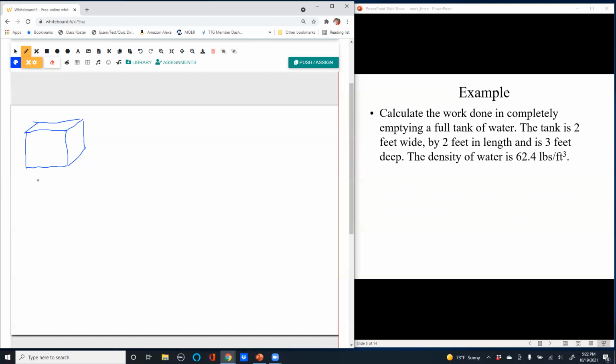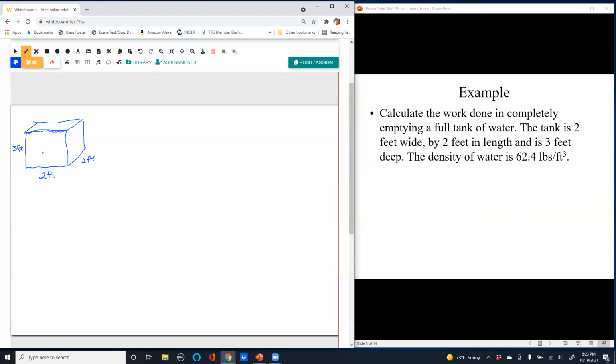So the tank is 2 feet wide, 2 feet in length, and then 3 feet deep. Right now, we're assuming it's completely full, so that would be our water line right there. And we want to know what the work is going to be to empty the tank.